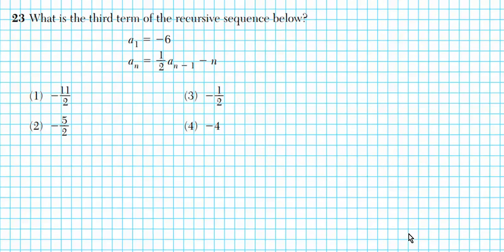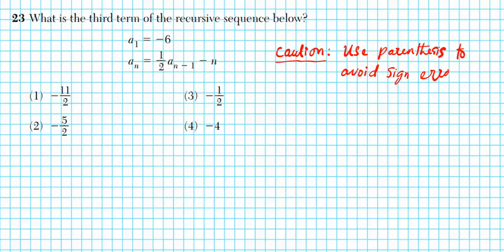Okay, let's take a look at number 23. We're going to be using a recursive definition of a sequence to generate terms of a sequence. In this case, we're looking for the third term, okay? So just a real quick caution that I want you to keep in mind. Whenever you deal with negative numbers, use parentheses. Use parentheses for your protection, to avoid sign errors. Okay, I'm going to illustrate that for you in this example.